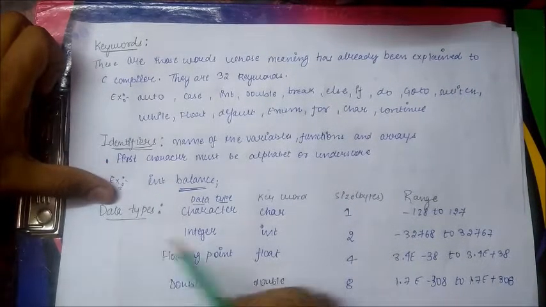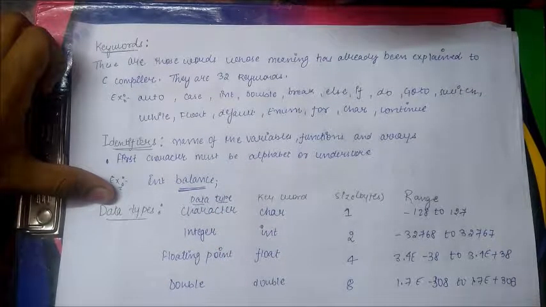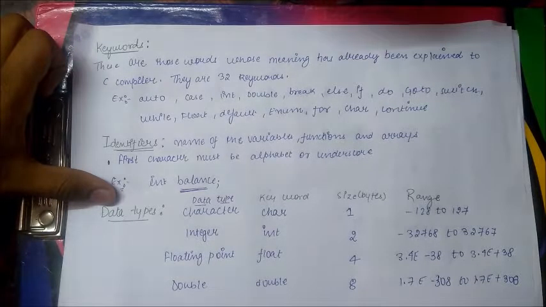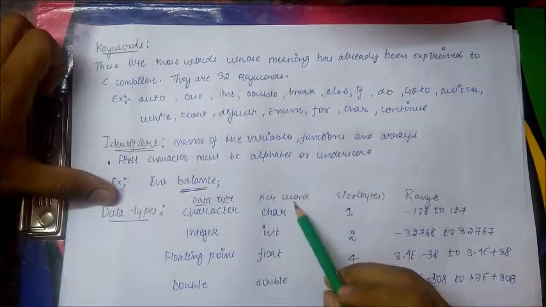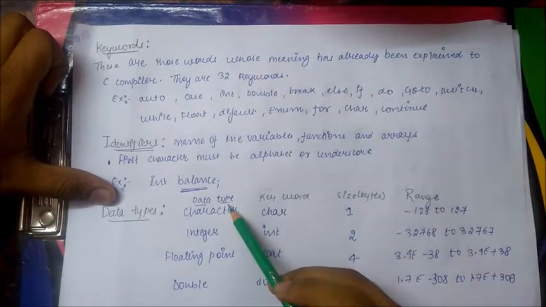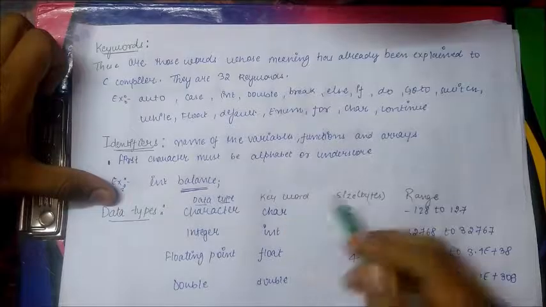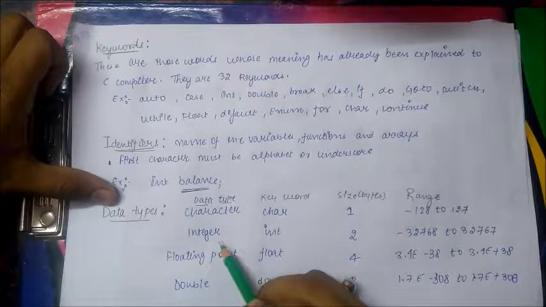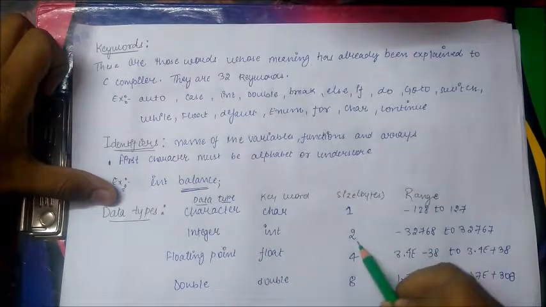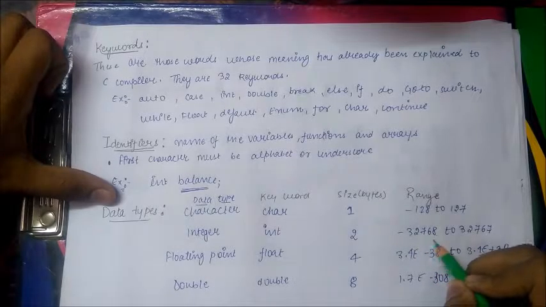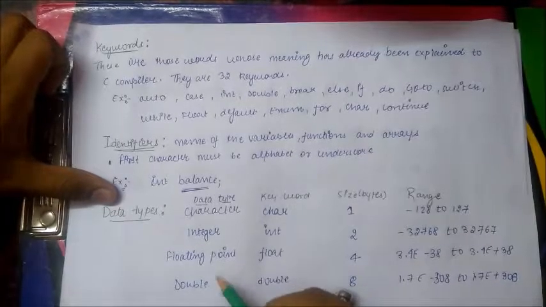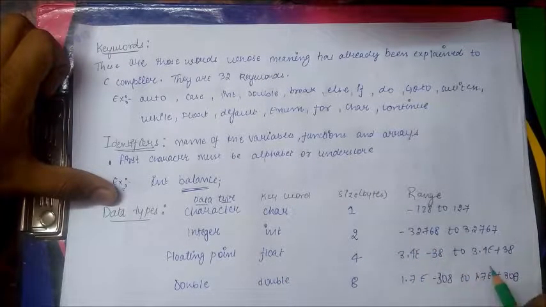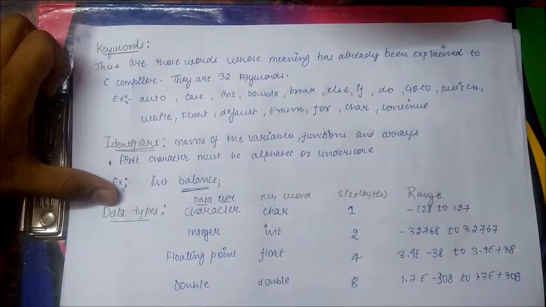Now data types. Here's a table for the data types. It is a very important table which comes in our exam. It lists the data type, keyword, size, and range. The data type character has the keyword char, size 1 byte, and range -128 to 127. Next is integer, written as int, size 2 bytes, range -32768 to 32767. Next is floating point, keyword float, size 4 bytes, and its range is this. Next is double, and so on.